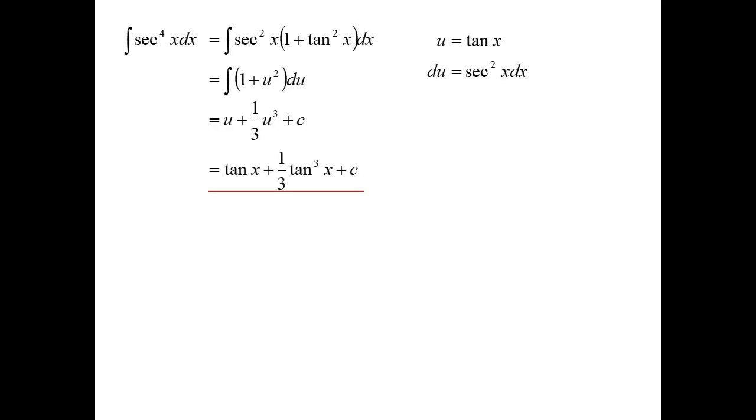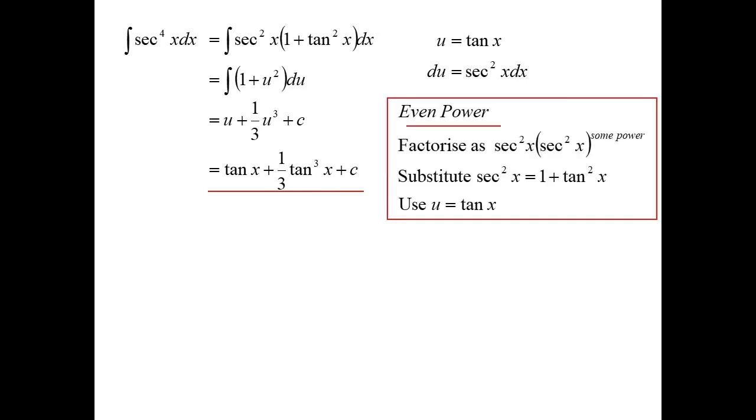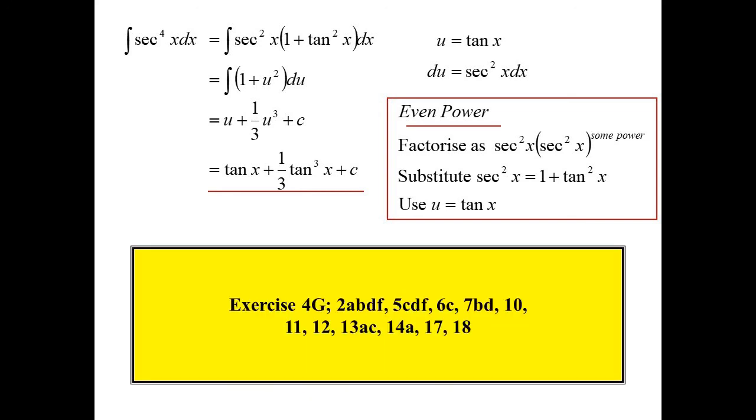So as I say, you're really hoping for an even power. Odd powers, you've got to do it by parts, and it takes a bit of working out. Even, we always pull out a sec squared, that's going to become my du. That leaves me with sec squared to some power. Sec squared I can rewrite as 1 plus tan squared, and then we do u equals tan x, and we've got it solved. 4G. Let's play with trig integrals.